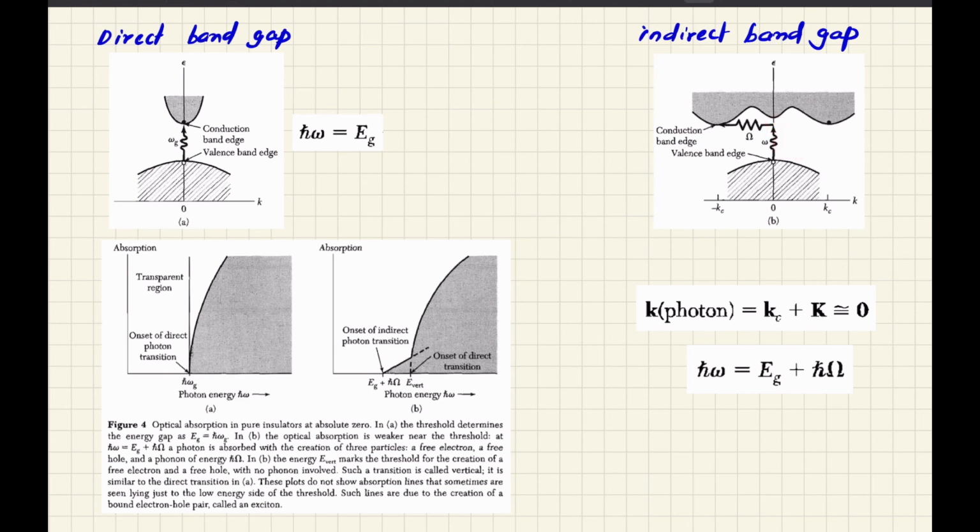Okay, the onset is not Eg, it is Eg plus this much energy, h cross omega.